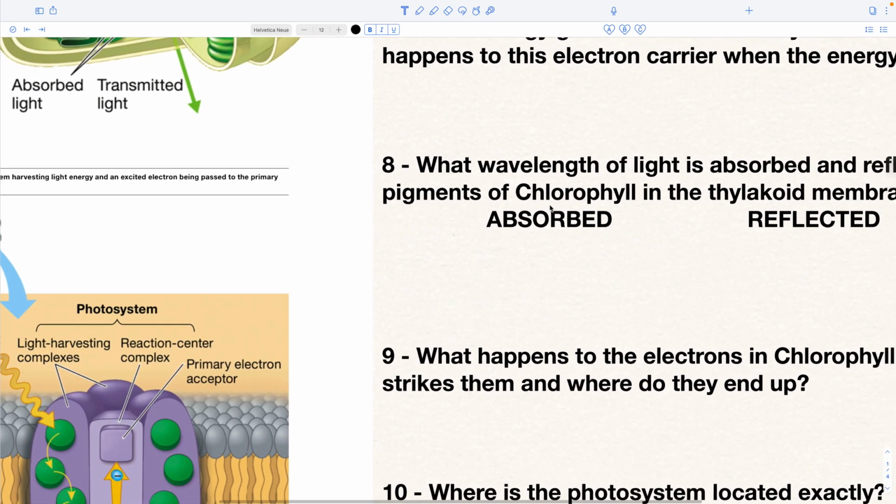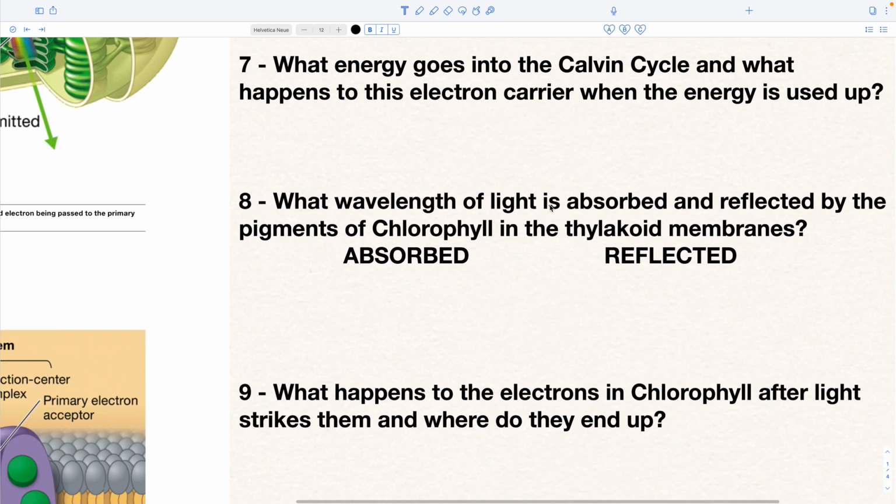So I think you can answer question 8 now, right? What wavelength of light is reflected? Green. What wavelength is absorbed? Basically all the other wavelengths. In particular, red and blue and violet.